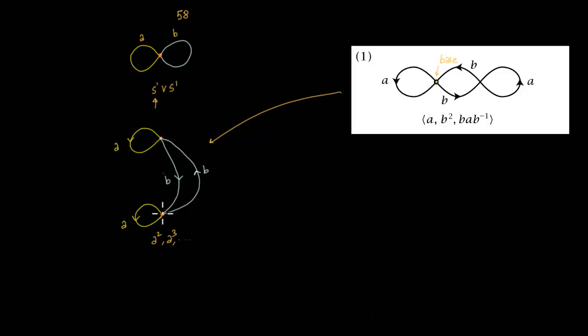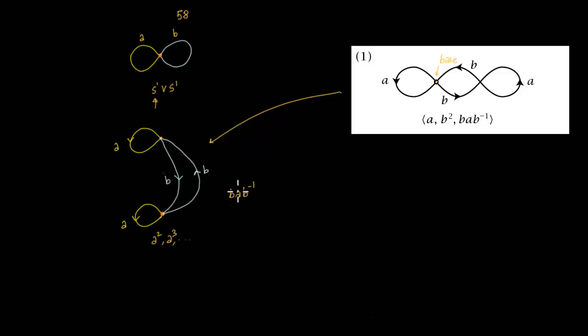The second thing is we can go around B. So we go up and go back down. This will give us B squared. And the third generator is BAB inverse. Again you go B, then you go A, and then you come back the same path. So you have BAB inverse.